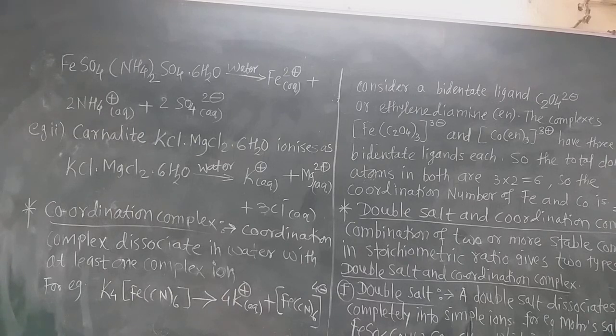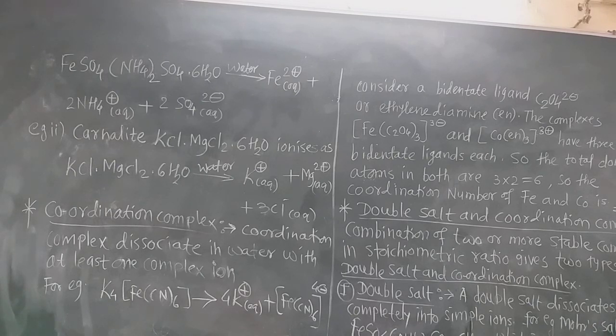Now carnallite is another example of the double salt, because it is also a double salt of potassium chloride and magnesium chloride. The molecular formula of carnallite is KCl·MgCl2·6H2O, which ionizes as 1 ion of K plus potassium, 1 ion magnesium Mg2 plus, and 3 ions totally of the chloride ions.